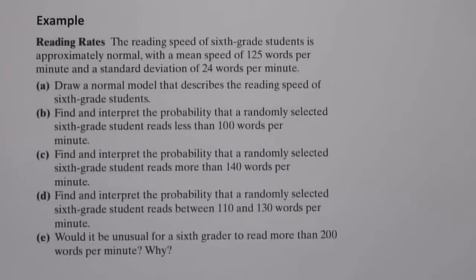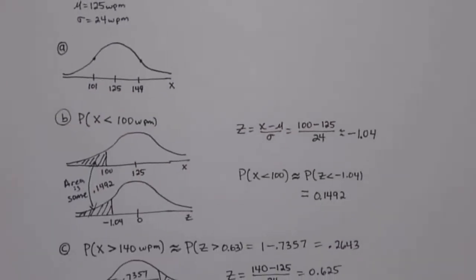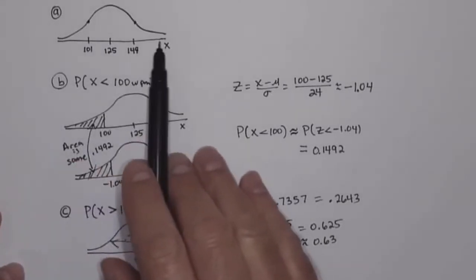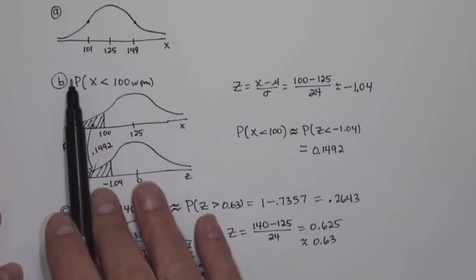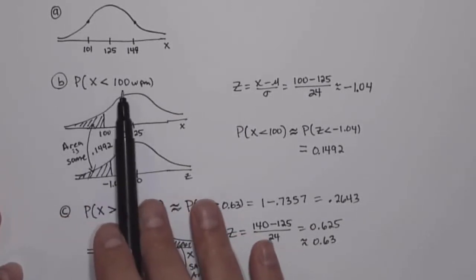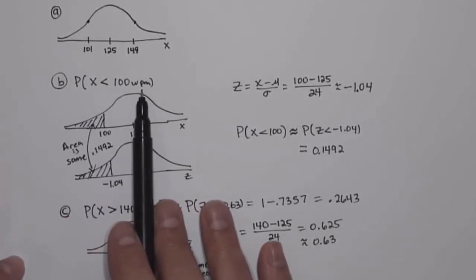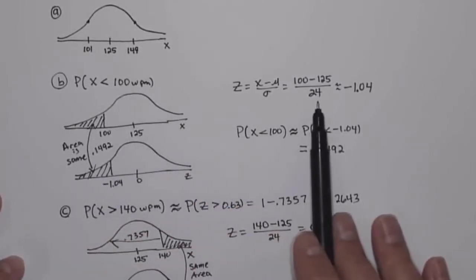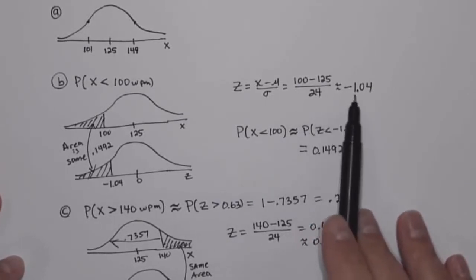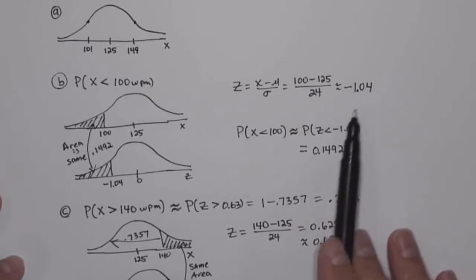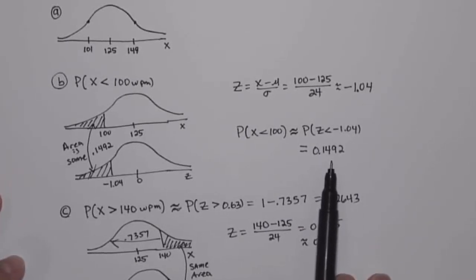Okay? So previously, we had created our normal model here. This was when we did this by hand. Okay, and in part B, we wanted to find the probability of X being less than 100 words per minute. And so we converted the 100 to a z-score, which was negative 1.04. Okay, so if we find the area to the left of negative 1.04 under the standard normal, that will be the same as the area to the left of 100 approximately on this normal distribution.